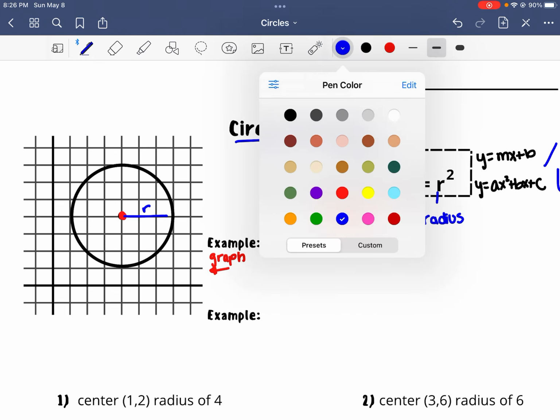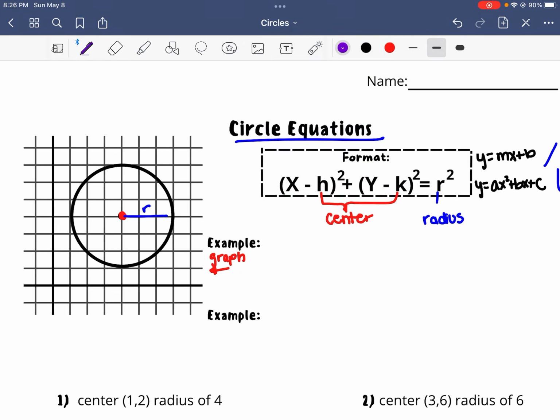Let me switch colors real quick. I got tired of that blue. We need the center, and we need the radius. So for the center, I forgot to mention that the center is a point, right? We see this point right here. And we write a point in the form of x, comma, y.